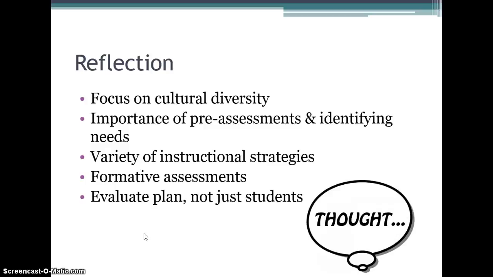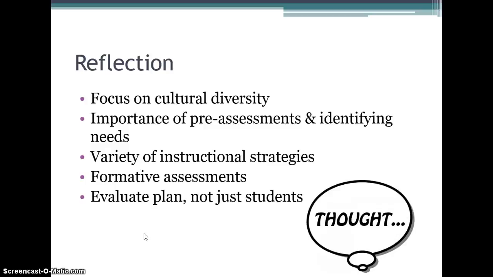I've realized the importance of pre-assessments and identifying the needs. I need to know where the students start so I can figure out how I need to get them where they're going. I need to implement a variety of instructional strategies, such as the 5-3-1, anticipation guides, numbered heads, whatever it may be. This will keep the kids engaged in the classroom.